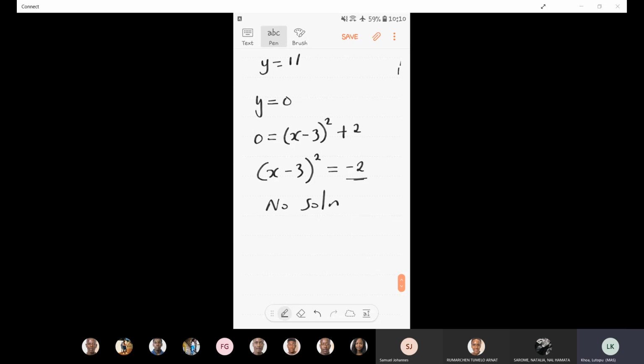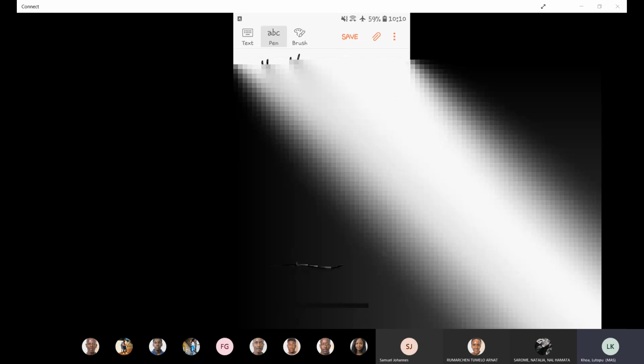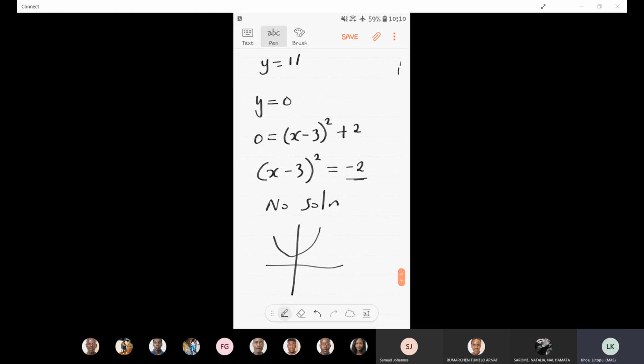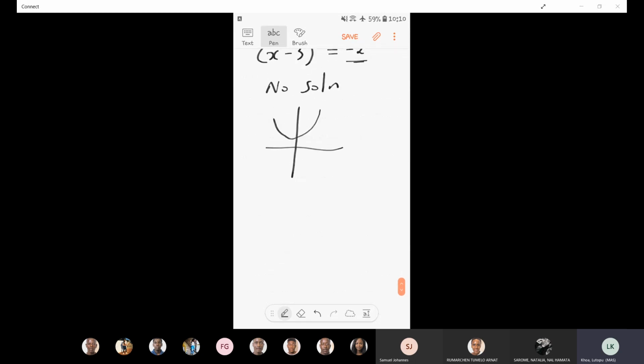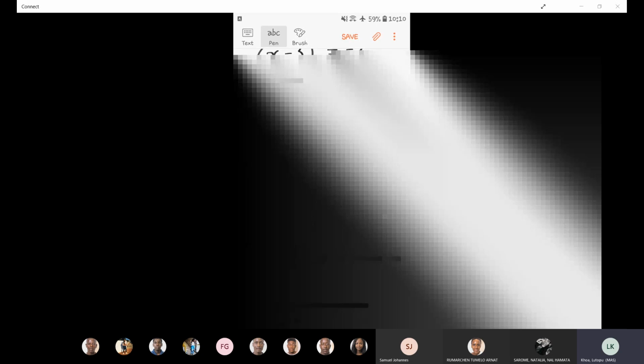Now what that means when a parabola does not have an x-intercept is it either fully lies above the x-axis or fully below. So it'll be something like this, or it is something like that. So you can see in both cases the parabola does not have an x-intercept. Okay, so we have everything we need.